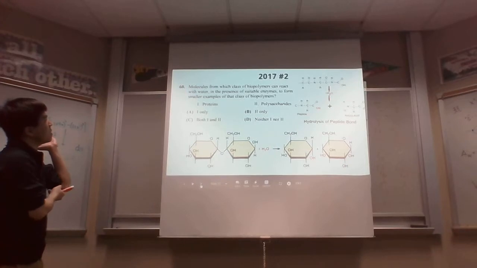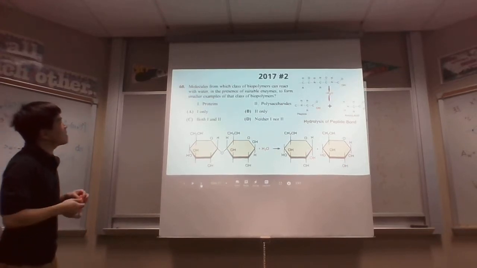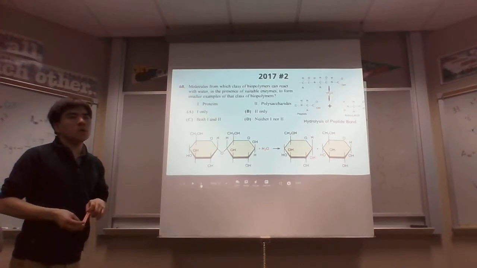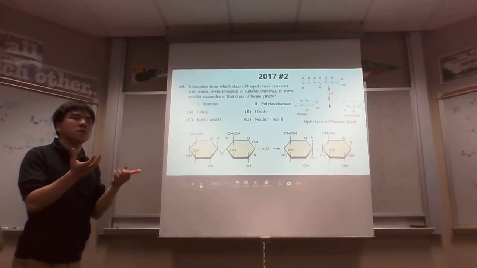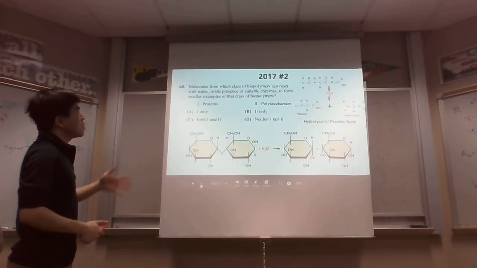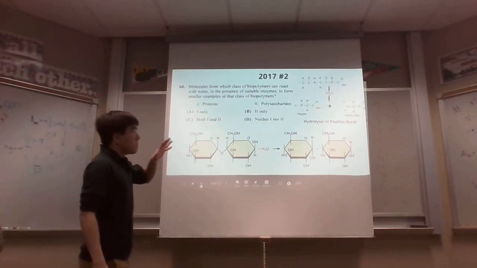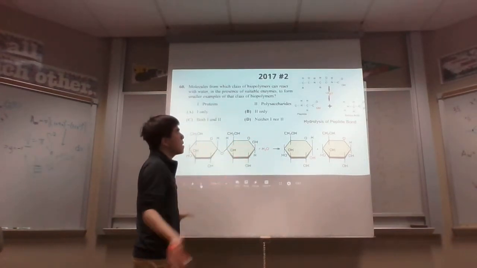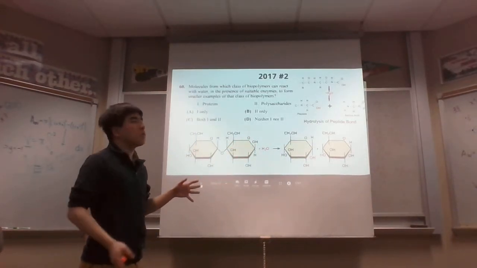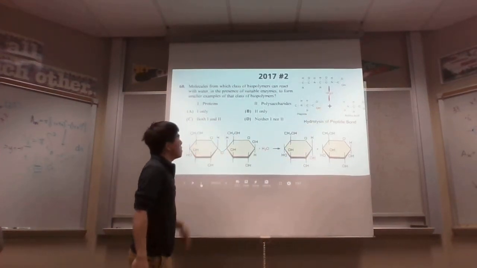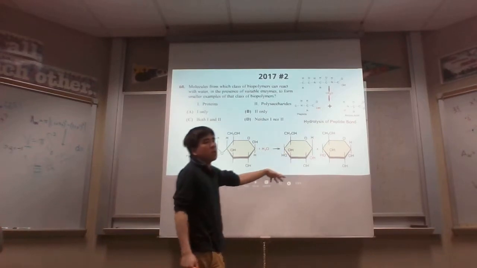Okay, so this is asking which molecules from these classes of biopolymers can react with water to form smaller units of them. Which of them can be split into smaller units through water? So the answer is both. With proteins, or chains of amino acids, you can split them up by adding water, and it breaks the peptide bond. And with sugars, you add water and it can break up the sugars.